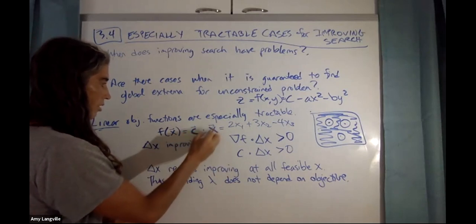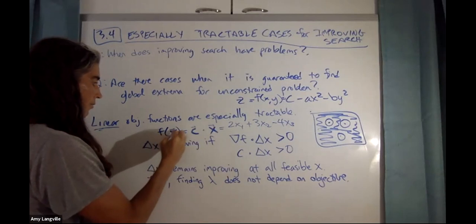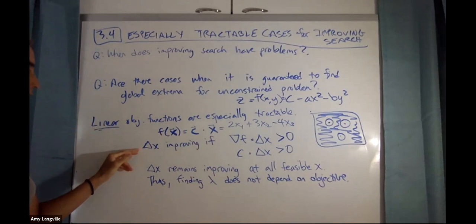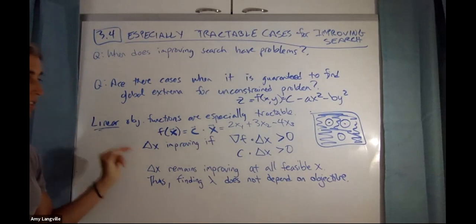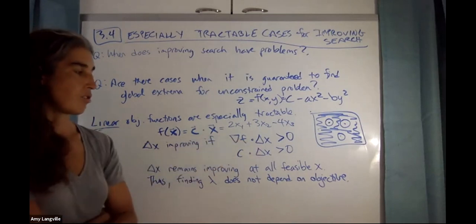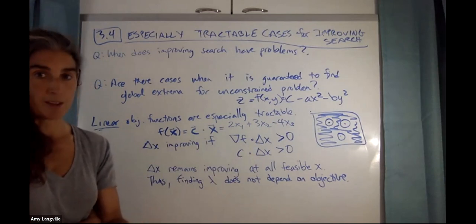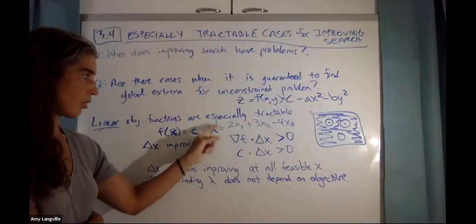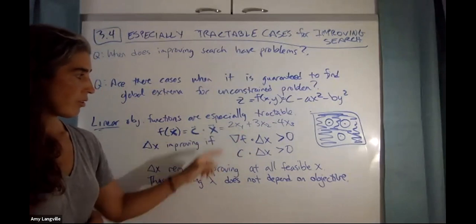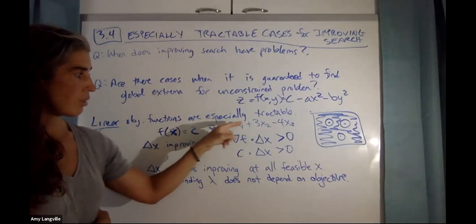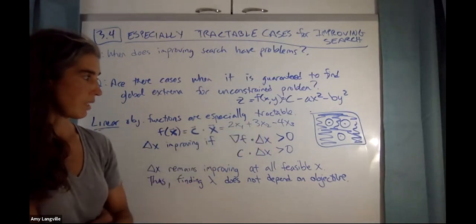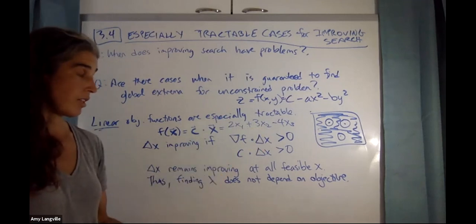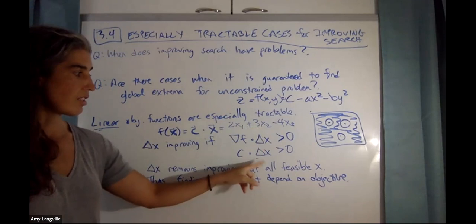Let's think about something from the previous lesson: delta x is improving if the gradient dotted with that direction vector is greater than 0 for a maximization problem. It's really easy to take the gradient of a linear function. You're just pulling off the coefficients. The gradient is the partial with respect to x1, partial with respect to x2, partial with respect to x3. That's just the c vector. So all we have to do to check for improvement in our direction vector is c dotted with delta x.